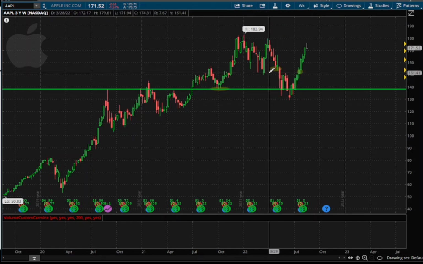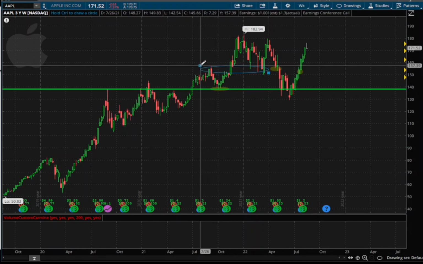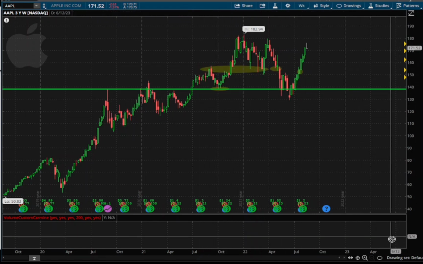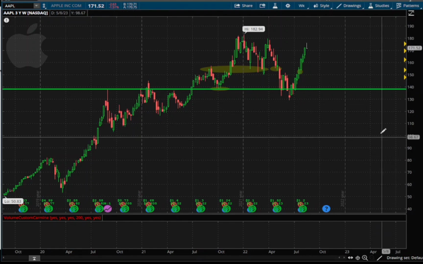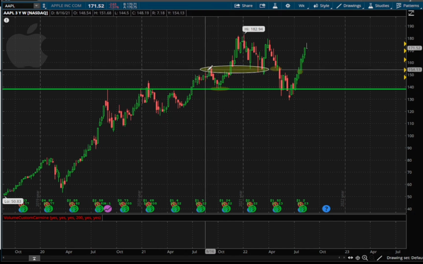Here, there, all these, and right there. You got more support. Okay, so let's draw us a trend line. Let's draw us a support line in this range where it was either getting blocked right there.